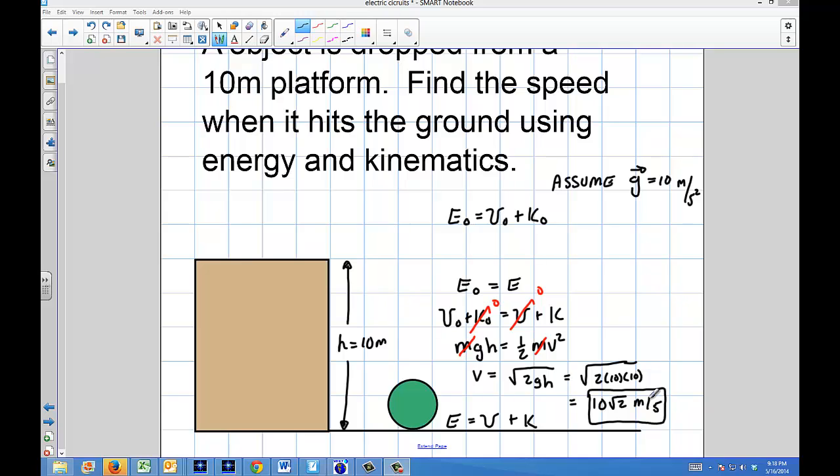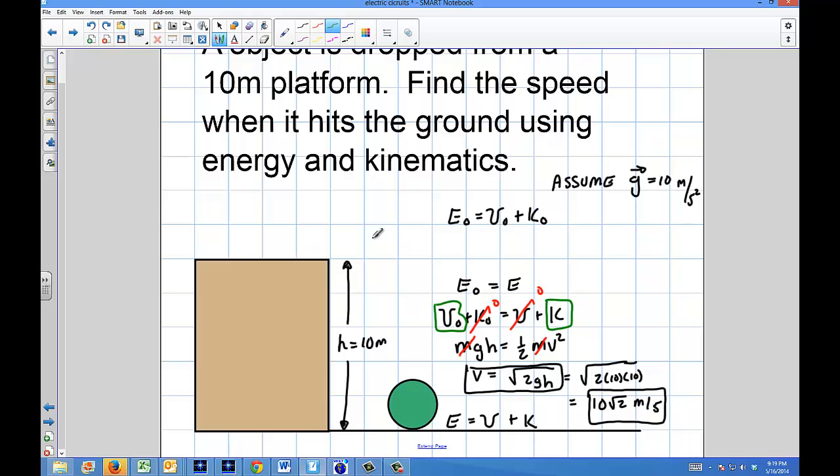Okay, so we know that when we have a complete transfer of energy, the final speed is just the square root of 2gh. So that's what we have there, and that's a good thing to know too. If you have a complete transfer of energy, you went from all potential to all kinetic, right? So all potential to all kinetic, the final speed is the square root of 2gh. Very useful. In this case, it was 10 square root of 2 meters per second.